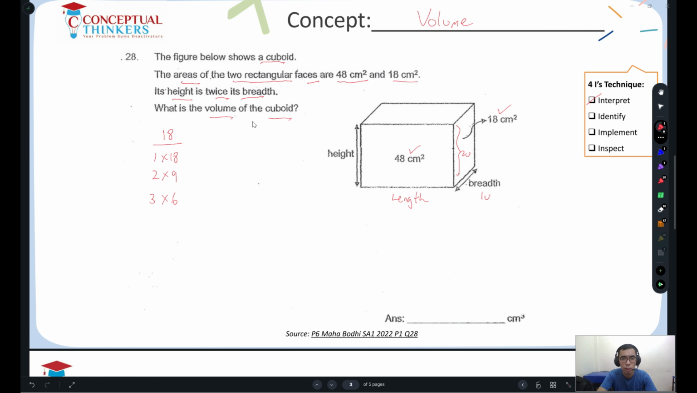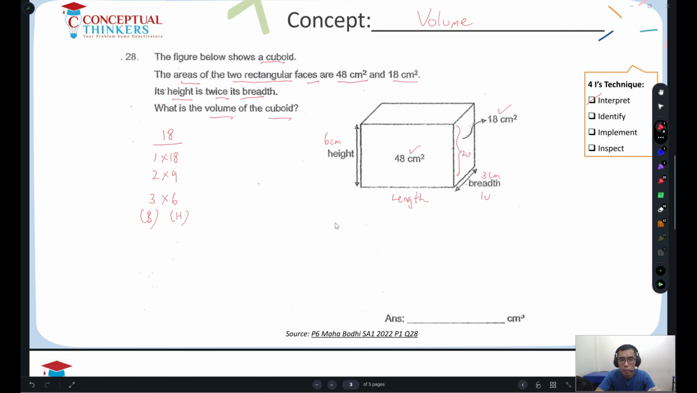Now, since we know that the height must be twice of its breadth, if you look at 3 times 6, 6 is actually 2 times of 3, so 6 is twice of 3. This means I will let my 6 be height, then my breadth is 3. So this is 3 cm, and the height here will be 6 cm.